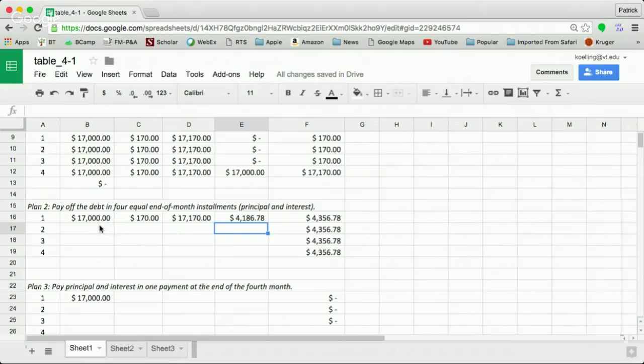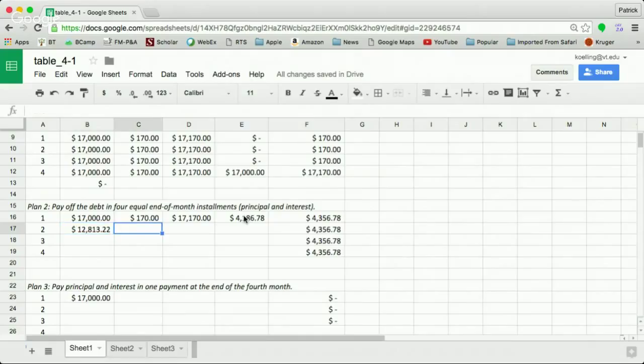Okay, what do I owe then at the end of that period, or at the beginning of the second month? Well, what did I owe before? $17,000. And now I subtract not the payment I made, but the principal amount, the amount that I reduced the loan amount by. So I owe $12,813.22 at the beginning of the second month.